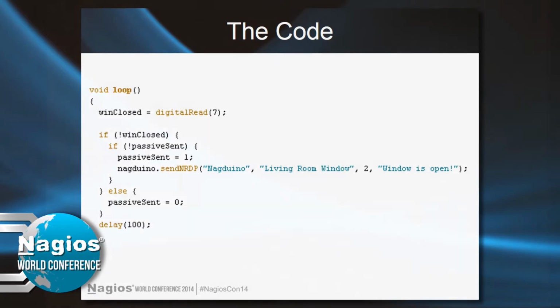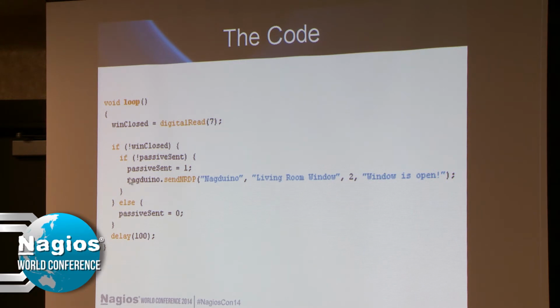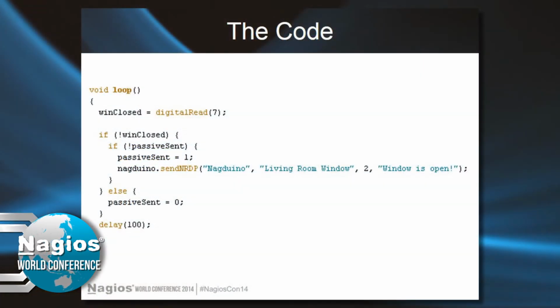And then the real beautiful part of it is right here, Nagduino.send NRDP. It takes 4 variables or arguments. Nagduino is the first argument. That is the name of the host in Nagios that it will be sent to. The service is the living room window. This is not my living room, full disclosure. This is just a room I rent. 2 is the status, so 0 for OK, 1 for warning, 2 for critical, 3 for unknown, and a message. So the window is open, or help, we're being burglarized.